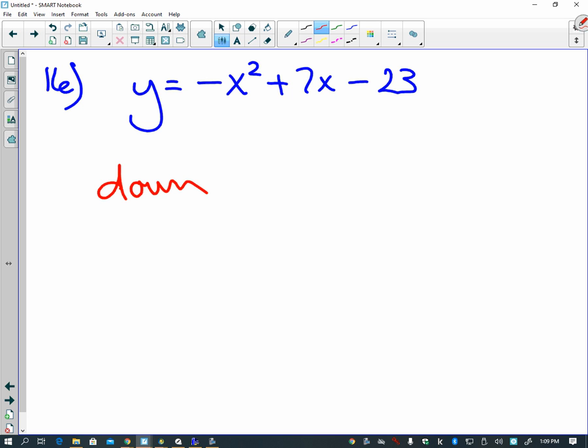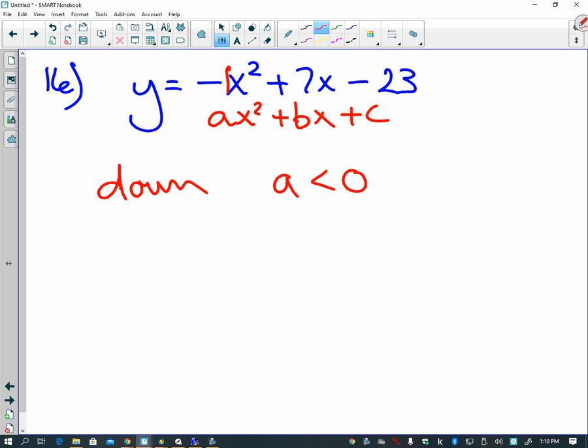Right, but the quadratic function is ax squared plus bx plus c. The answer is because the a is less than 0. If the a is less than 0, it opens down. Okay, the coefficient for x squared, that a, is less than 0 because the coefficient is negative 1, right?